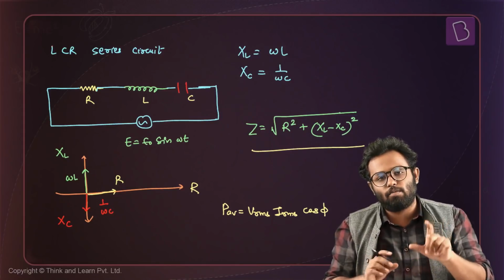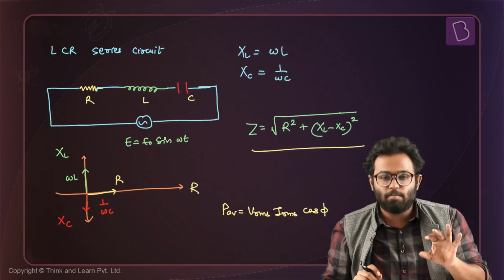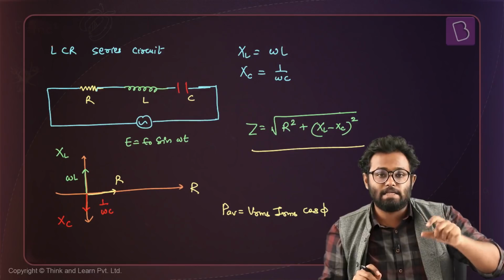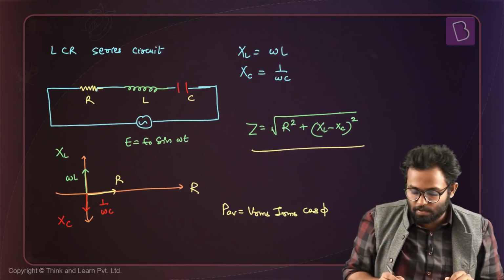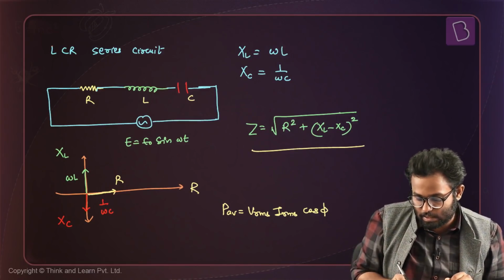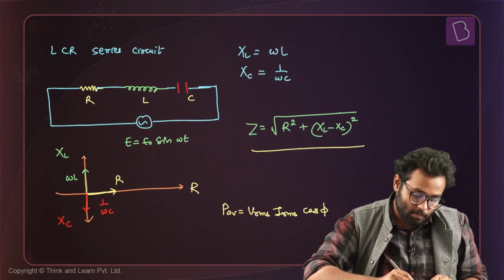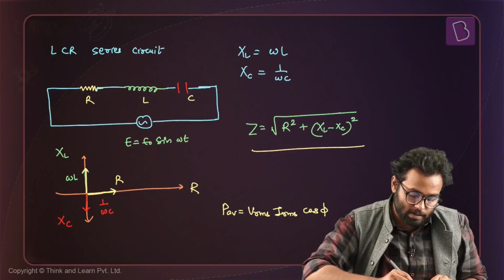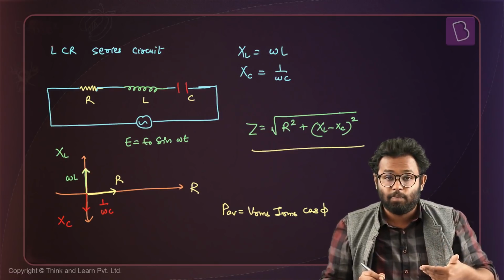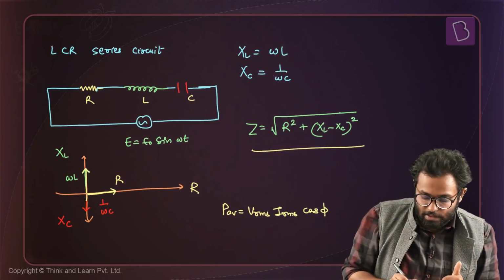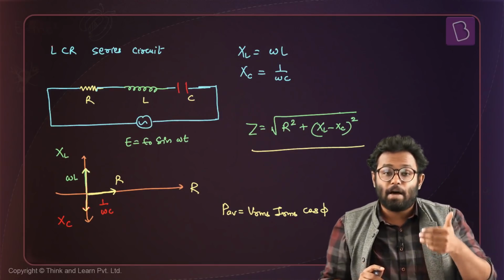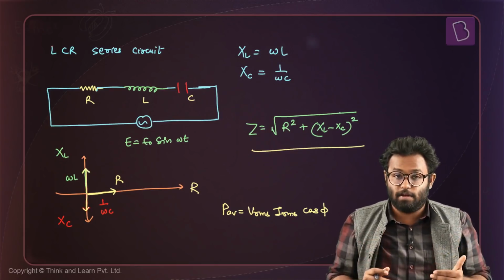So this is not a phasor diagram between I and V. This is a phasor diagram between the reactance of L and C and the resistance, okay? So we represent the resistance on the x-axis like this, my R. Then on the positive y-axis, we represent the inductive reactance, which is omega L. And on the negative y-axis, we represent the capacitive reactance, which is 1 by omega C, right?